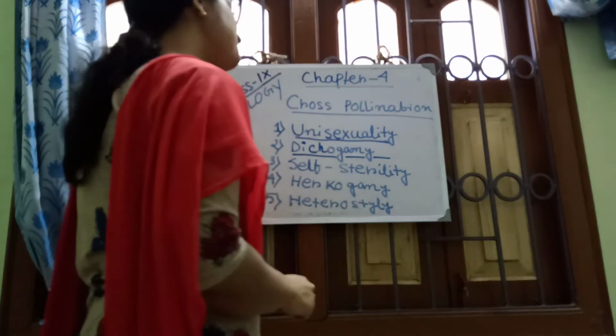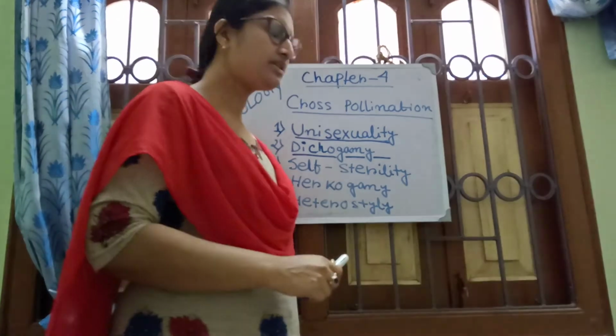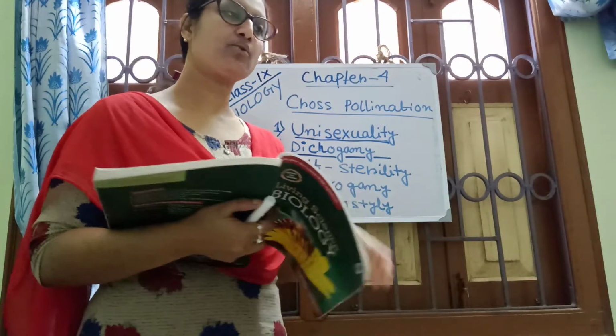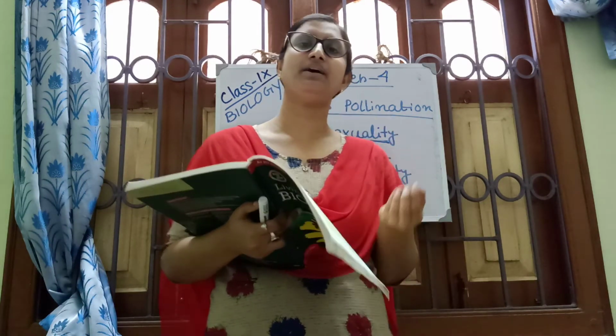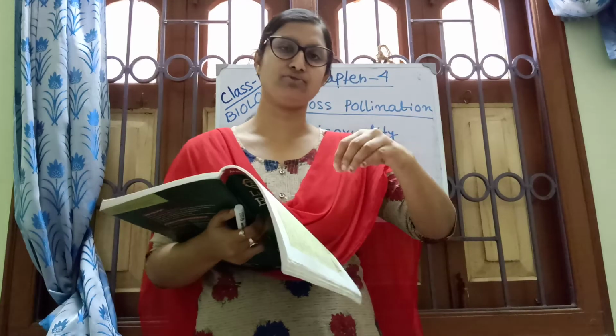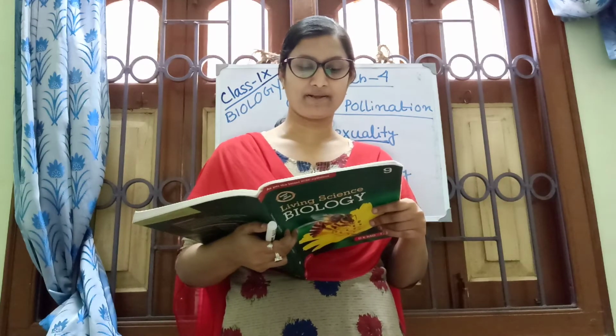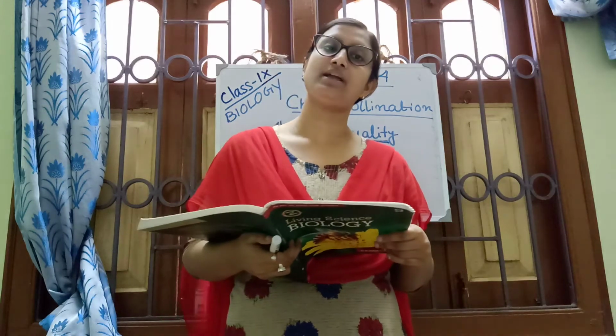And the third one, self-sterility. This is very interesting. It is a condition where pollen from a plant falls on the stigma but fails to fertilize. In some plants, like apples and grapes, the pollen grain of a flower fails to fertilize the flower of the same plant.